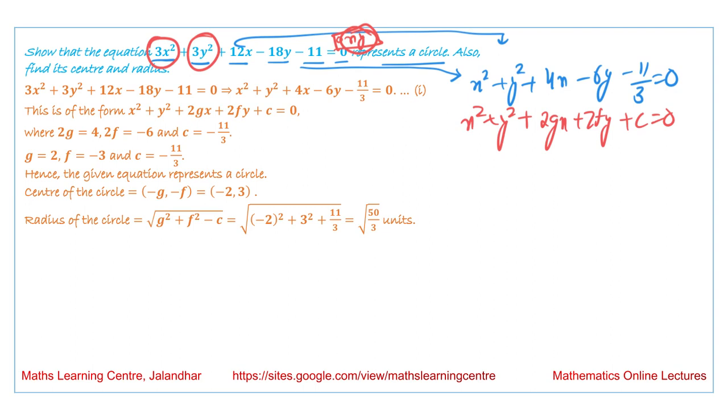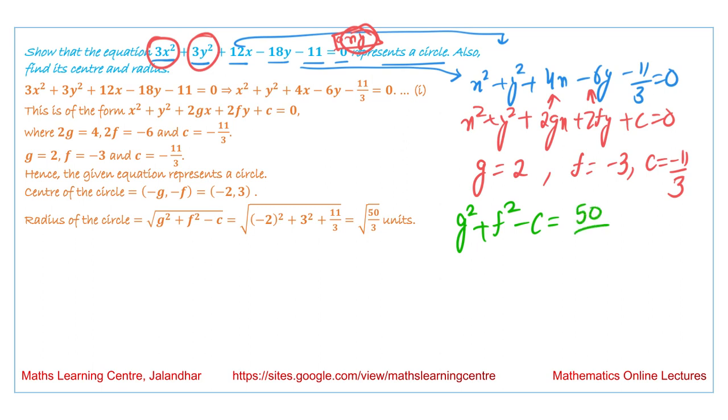So on comparing these values, we obtain the value of g is equal to 2 and the value of f is equal to minus 3, and c is equal to minus 11 by 3. So to prove that this represents a circle, we calculate the value of g square plus f square minus c, and it comes out to be 50 by 3, which is greater than 0. So it means that it represents a circle.